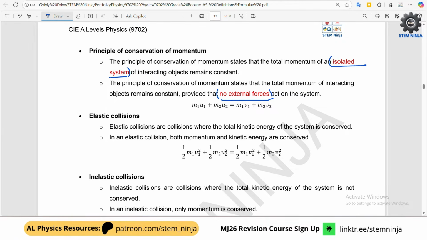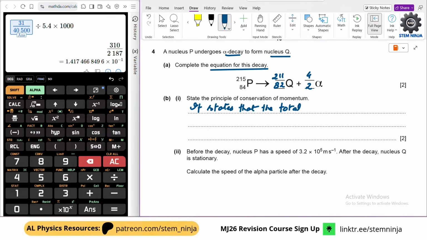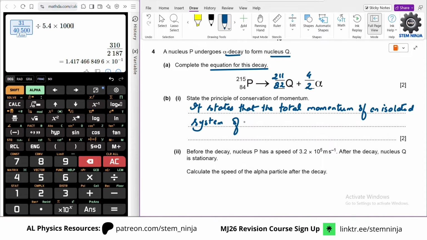So let's go back to the paper. So we can say that it states that the total momentum of an isolated system of interacting bodies remains constant. Okay, alright.